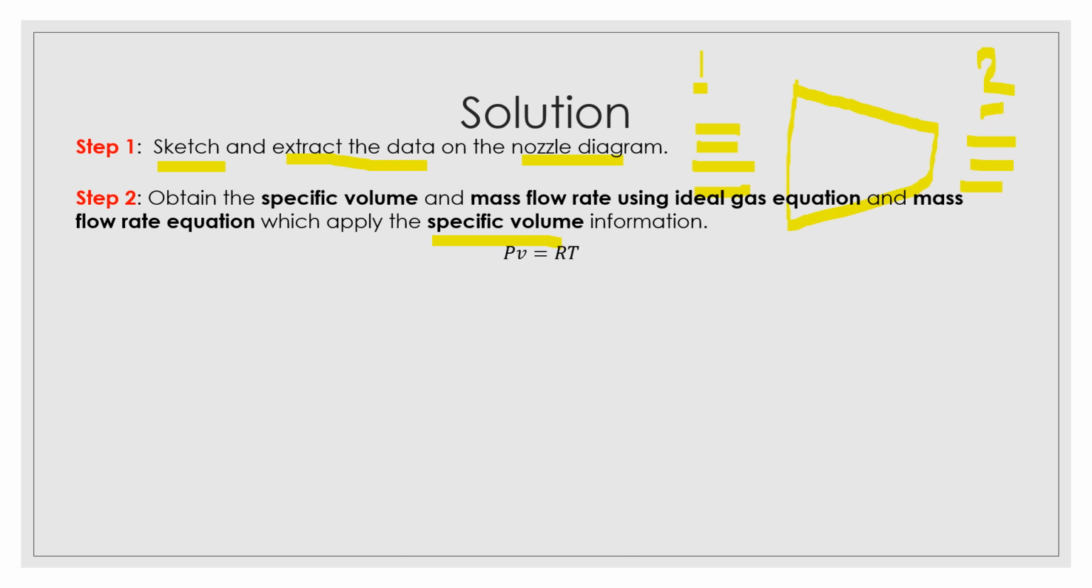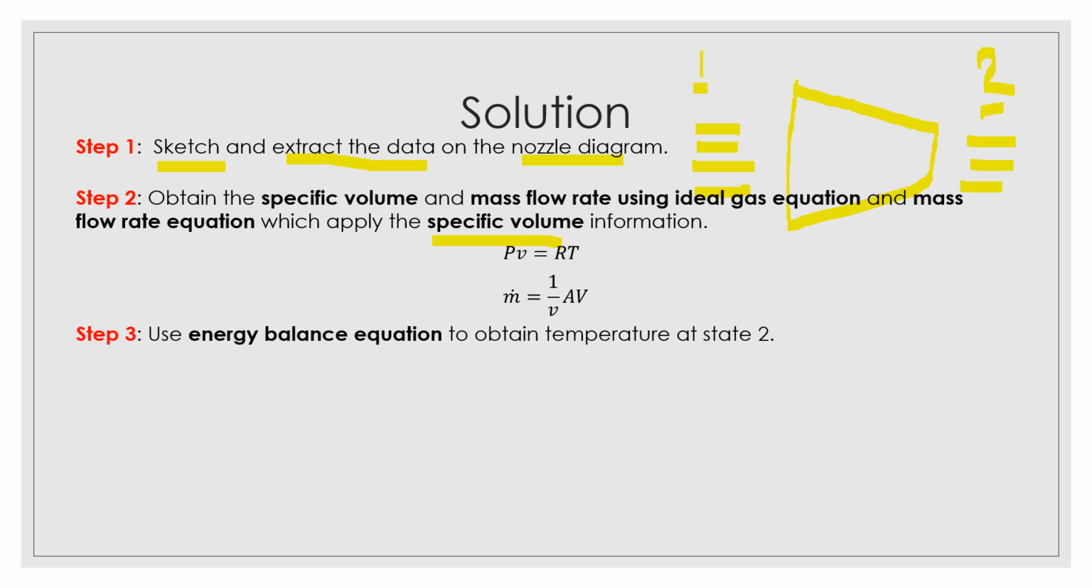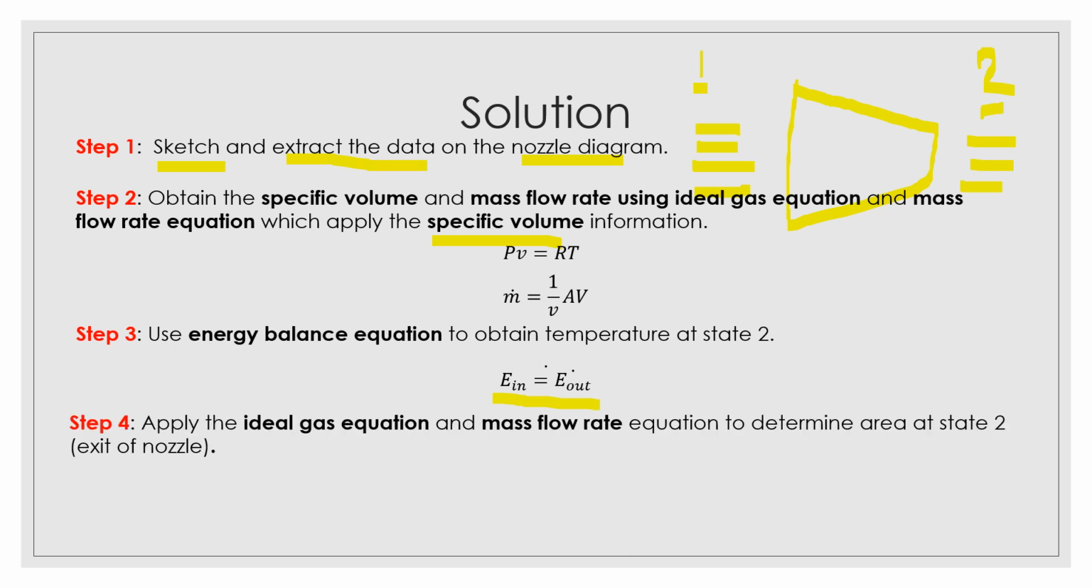This is the equation. PV equal RT for the ideal gas equation, and this is the mass flow rate equation, which is m dot equal 1 over v times A times V. And third step, use the energy balance equation to obtain temperature at state 2 by using the energy in equal to the energy out. And finally, step 4, apply the ideal gas equation and mass flow equation to determine area at state 2, or at the exit of the nozzle, by using the same equation.